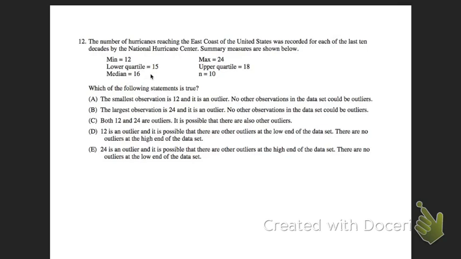Number 12, this is where you had to use the outlier formula. So 1.5 times the IQR. The IQR is 18 minus 15, so 3. So 4.5. And we're taking this number and we're adding it to 18 and subtracting it from 15.